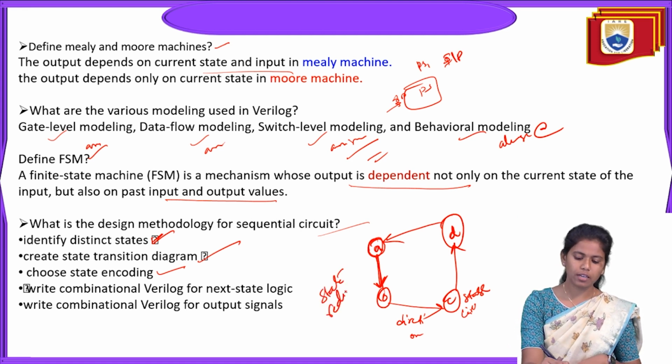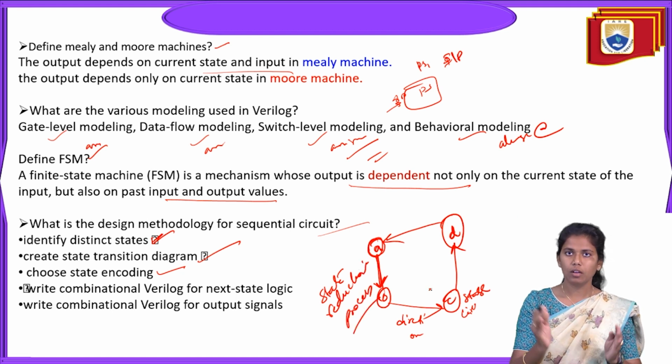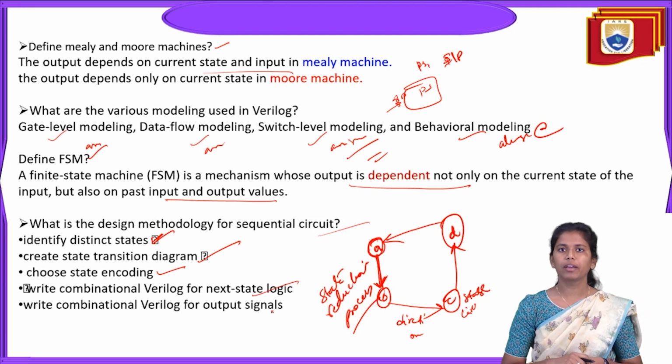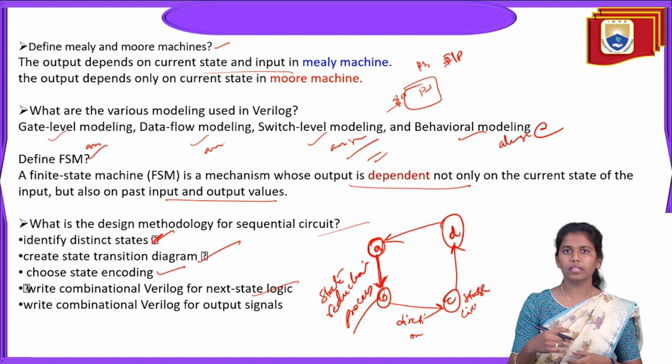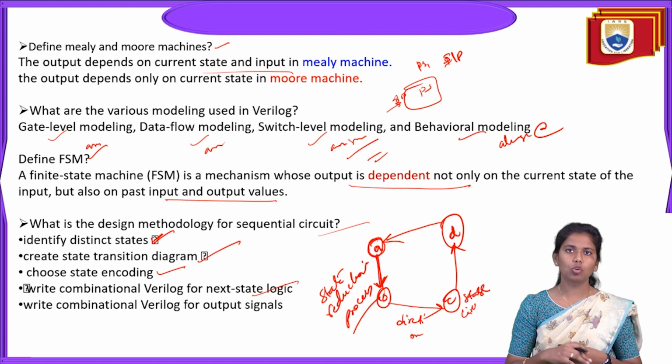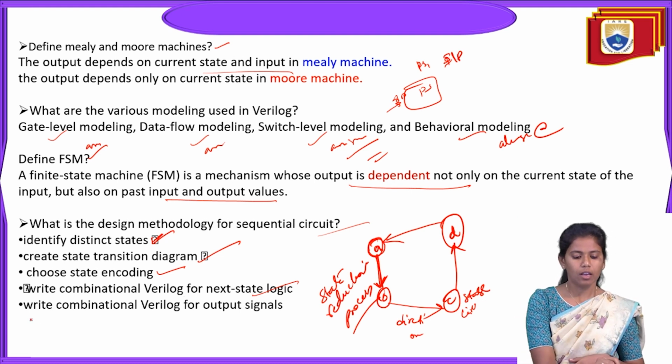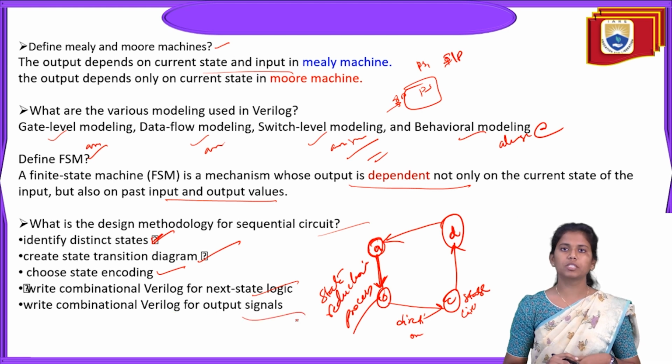So by using the state reduction process, we can reduce a complex design to a very small, comfortable design. Then write combinational Verilog for the next-state logic. After state reduction, we go with the combinational Verilog for the next-state logic, and write combinational Verilog for the output signals as well.